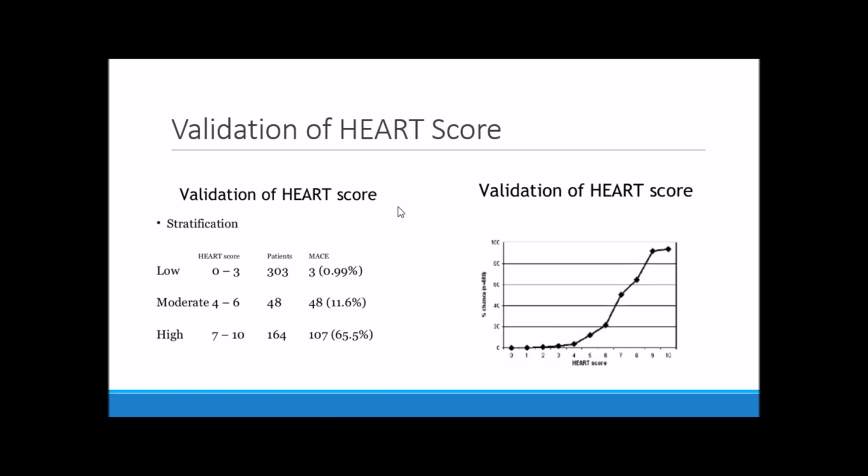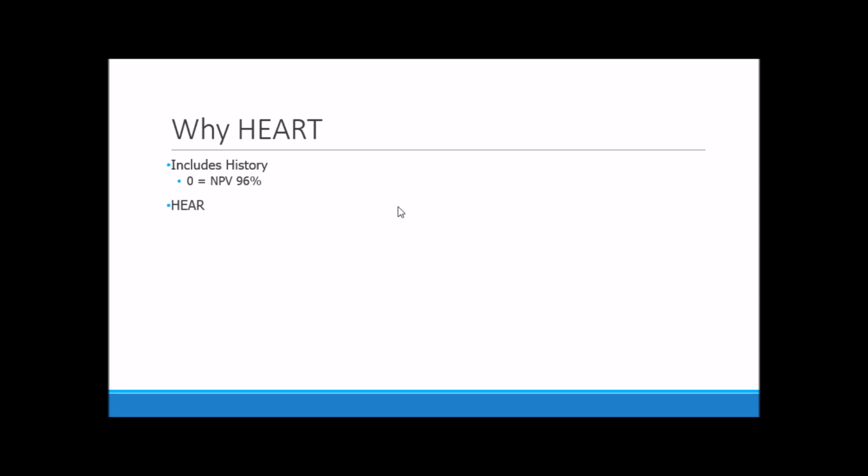So this is a validation of the HEART score, and it shows you the % chance of MACE. So for a low risk, so 0 to 3, it's less than 1%. When you get into the 4 to 6 range, it goes up to 11.6. And when you get to 7 to 10, it goes way up. This is a very useful scoring system, okay?